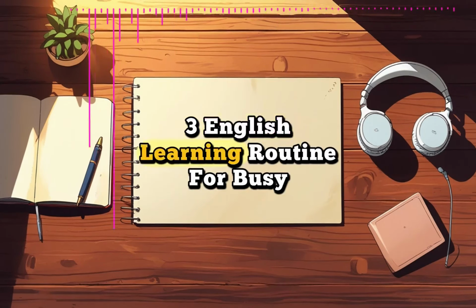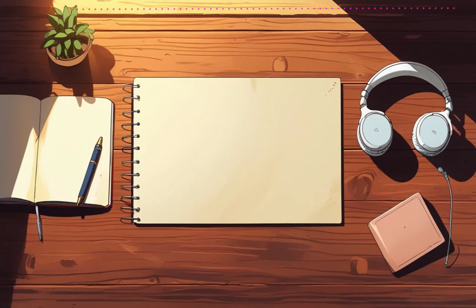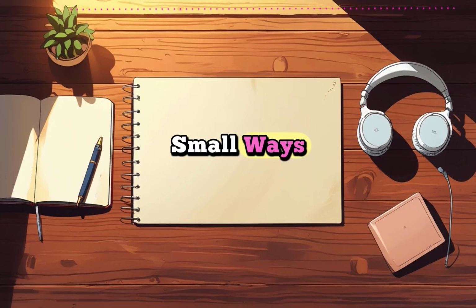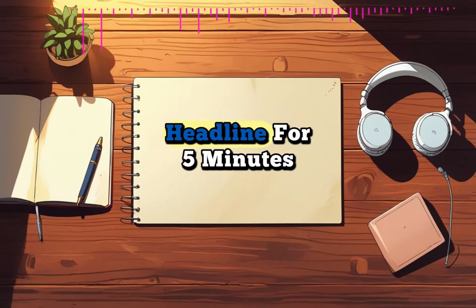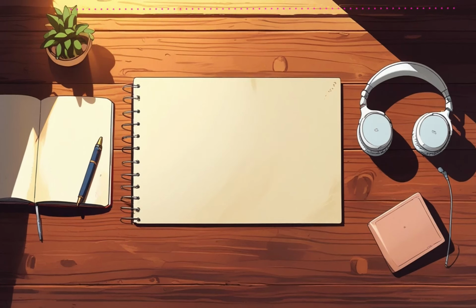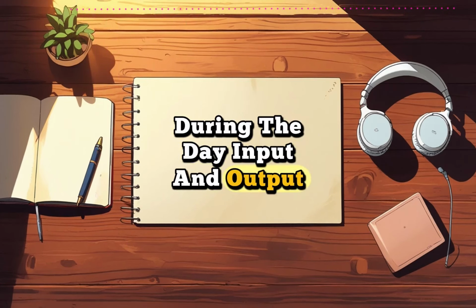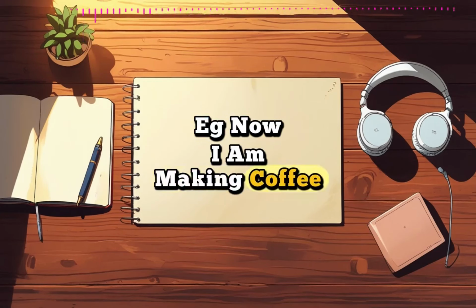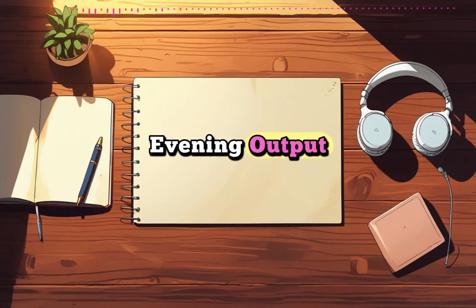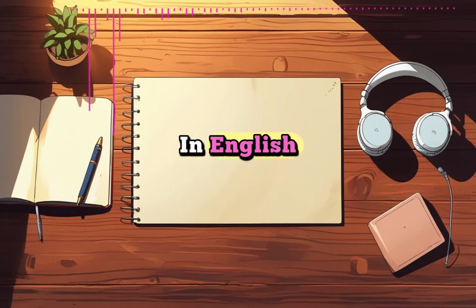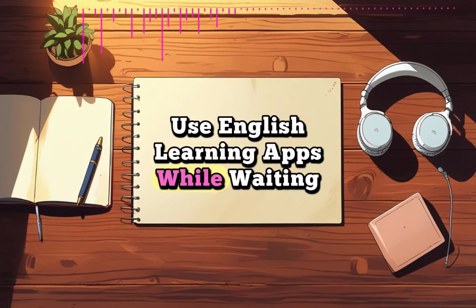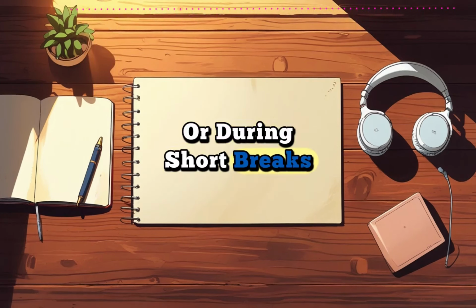3. English learning routine for busy people. Even if you have a very tight schedule, you can still practice English in small ways. Morning input: read an English quote or news headline for 5 minutes. During the day, input and output: think in English while doing daily activities, e.g., "Now I am making coffee." Evening output: record a 1-minute voice message in English about your day. Extra tip: use English learning apps while waiting in line or during short breaks.